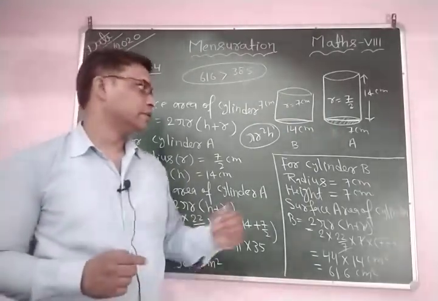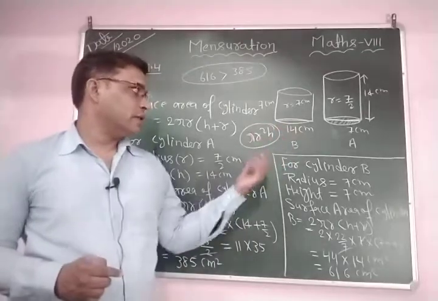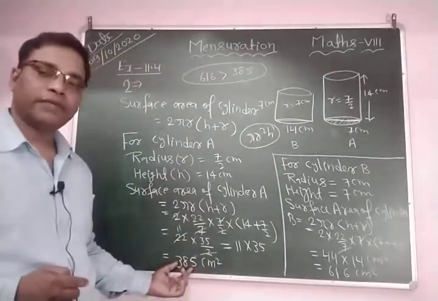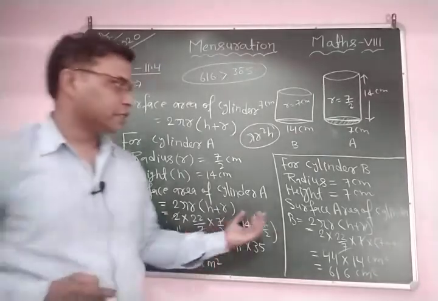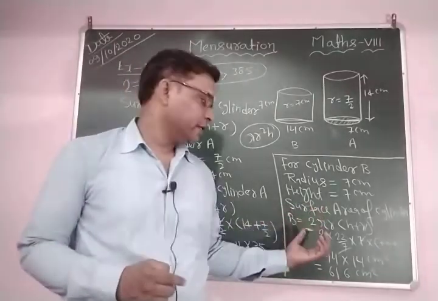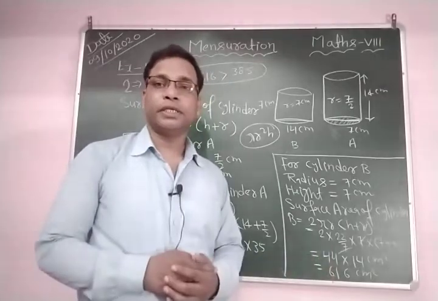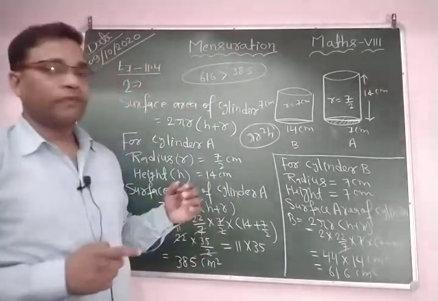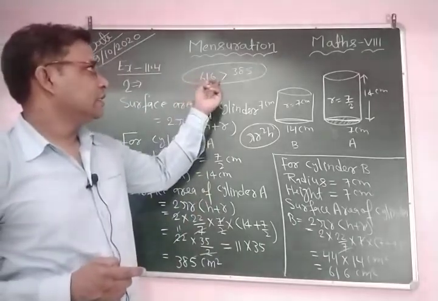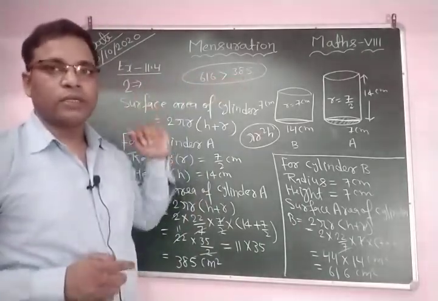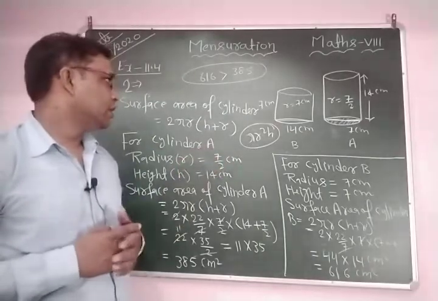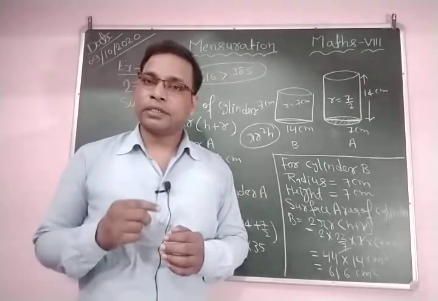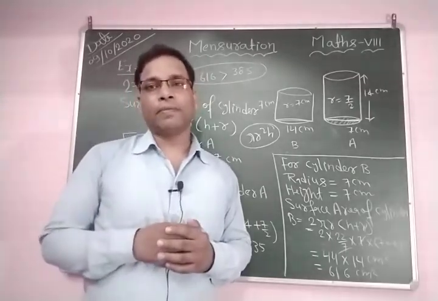This is given in the figure, and one by one we find the surface area of the cylinders. Surface area of cylinder A is 385 centimeter square, and surface area of cylinder B is 616 centimeter square. If you compare this, you find that 616 is greater than 385. So in the case of cylinders also, you can say that the surface area of cylinder B is greater than the surface area of cylinder A.